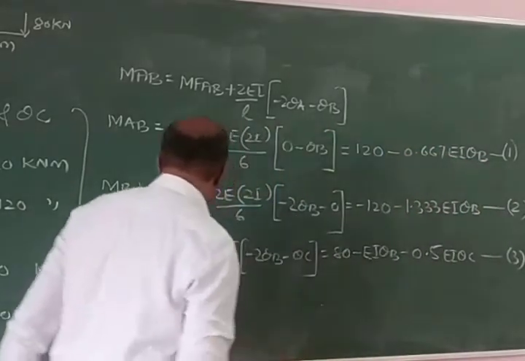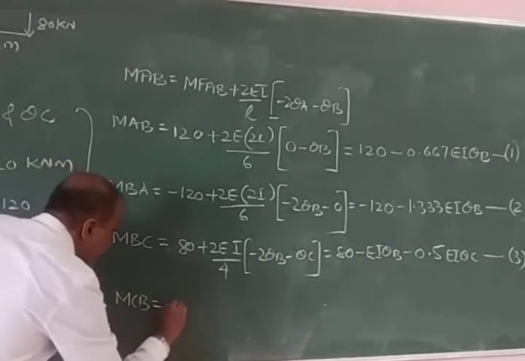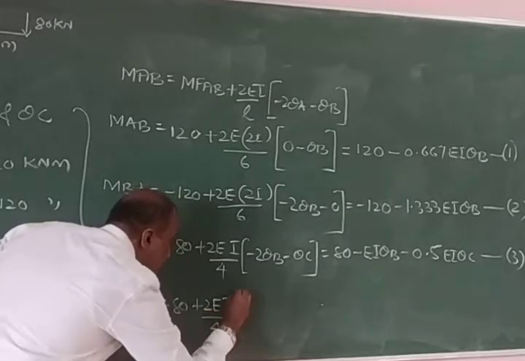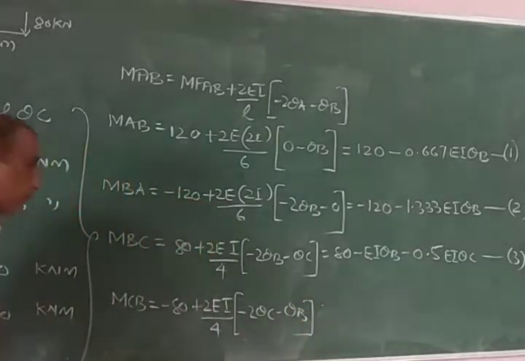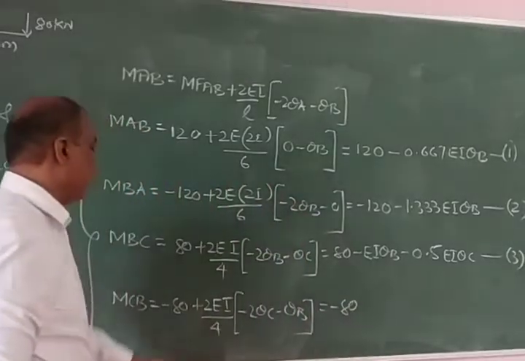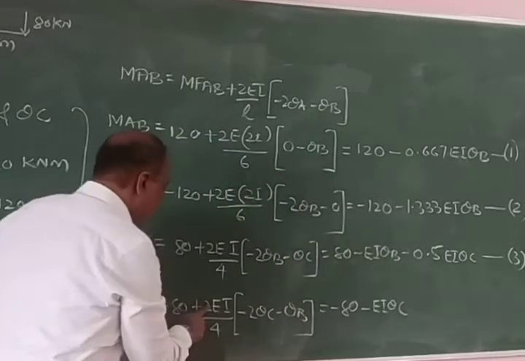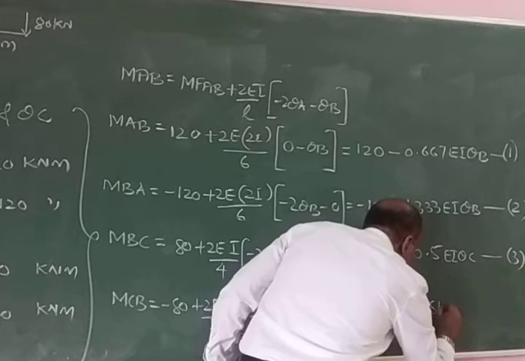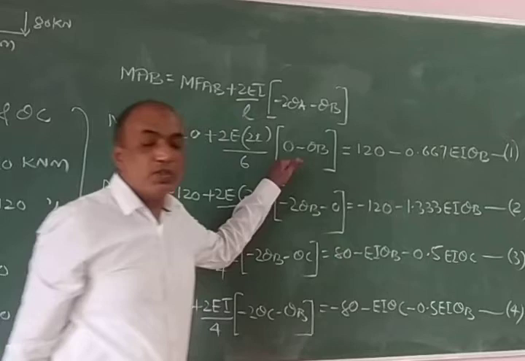And the last equation, MCD. MFCD is minus 80 plus 2E, I is I, L is 4, reverse now, minus 2 theta C minus theta B. So it becomes minus 80, minus EI theta C, because it is 2 into 2, 4 by 4 is 1, so minus EI theta C minus 0.5 EI theta B. So this is the fourth equation. So 4 equations we have written.